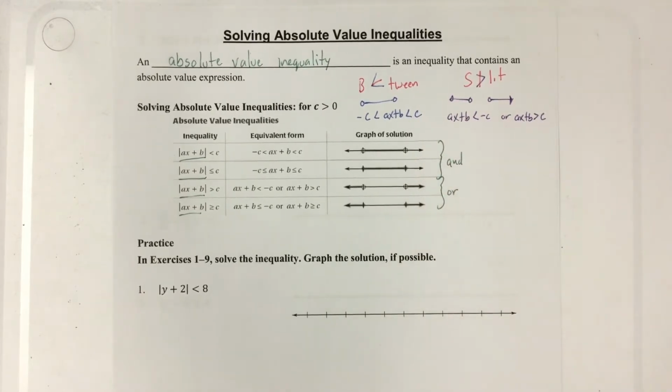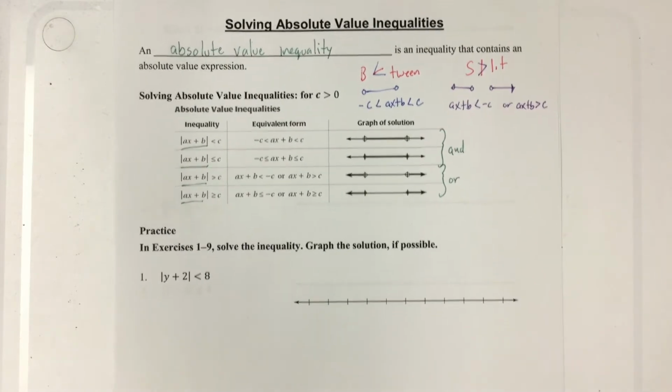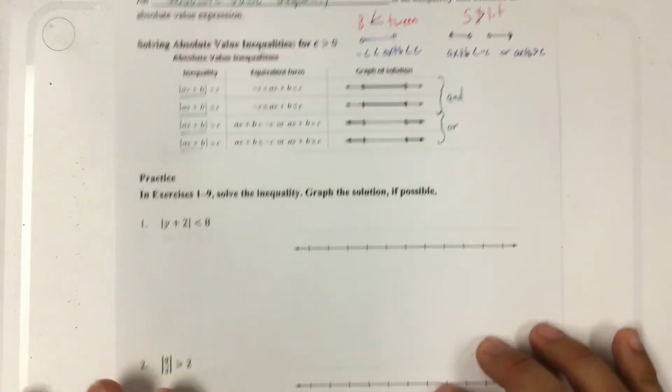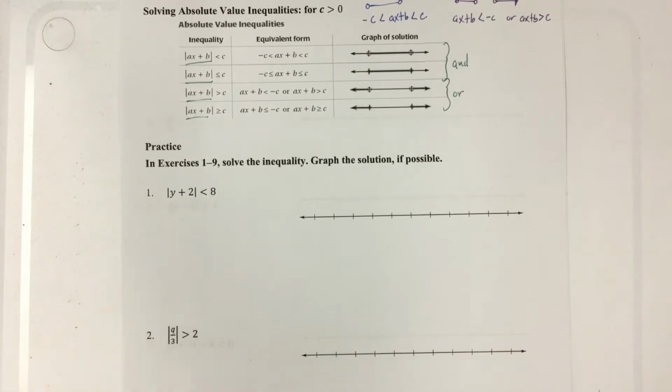So once you drop those, then negative C is fine. All right, so let's go to the first example. And I'll refer back to this several times. So this first one here, we have y plus 2, the absolute value of that is less than 8.